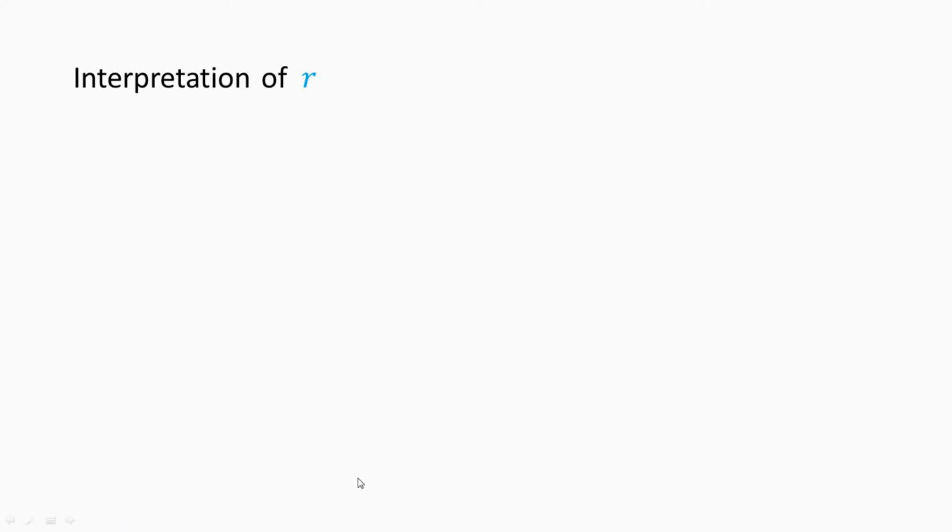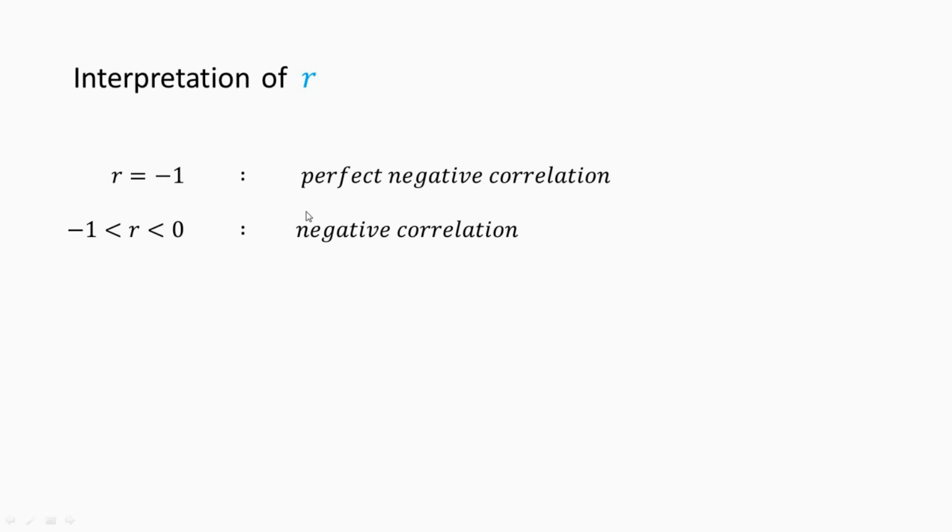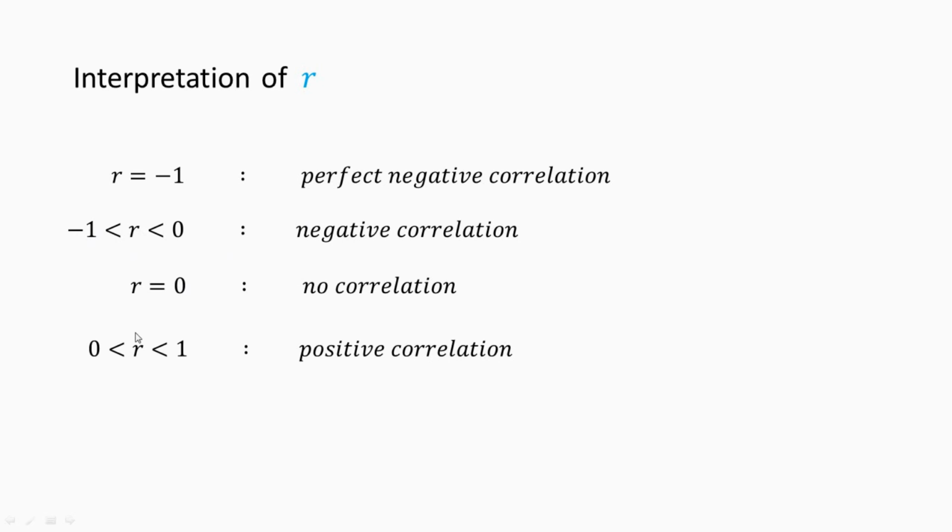When we interpret r, the correlation coefficient, if r is equal to -1, we can say it's a perfect negative correlation. If r is between -1 and 0, then there is a negative correlation. If r is equal to 0, there is no correlation. If r is between 0 and +1, then there is a positive correlation. And if r is equal to 1, there is a perfect positive correlation.